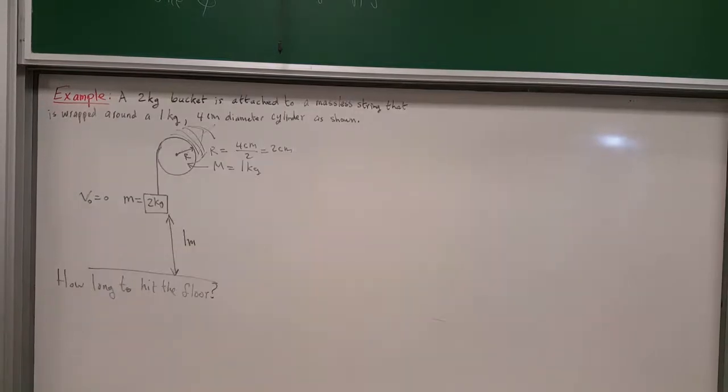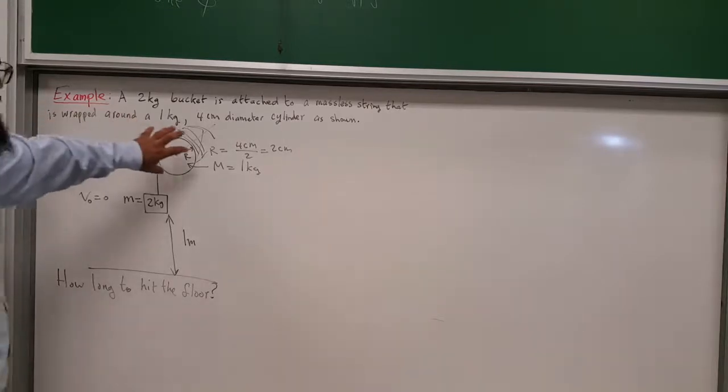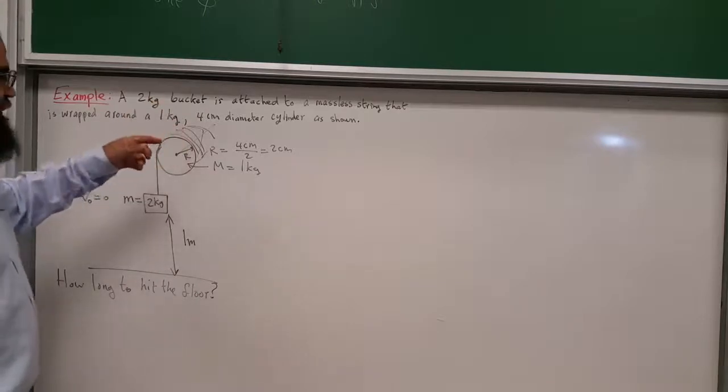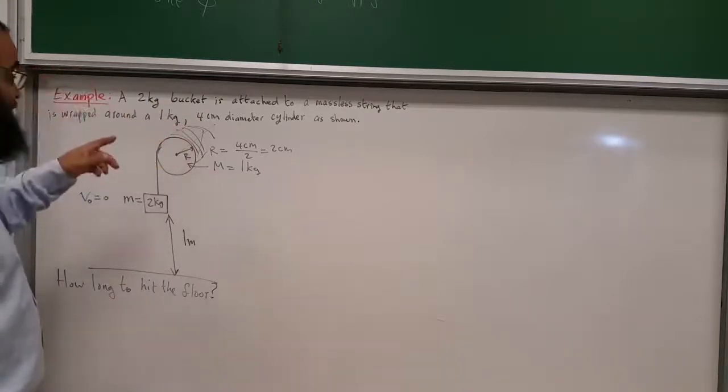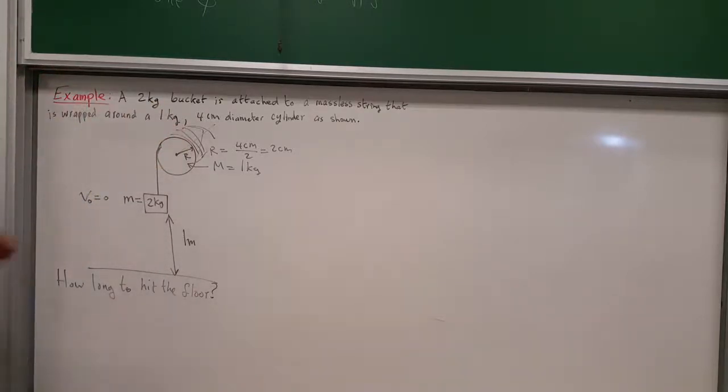Okay. So here is the next problem. Here you have a 2-kilogram bucket, and it's attached to a massless string. So the string is massless, it's ideal. And it's wrapped around a 1 kilogram, 4 centimeter in diameter cylinder as shown. So now you have a kind of a pulley, but the pulley now has mass. Remember, previously we assumed that the pulleys had no mass, but now they will. So as they spin, they do have a moment of inertia because their mass is not zero.